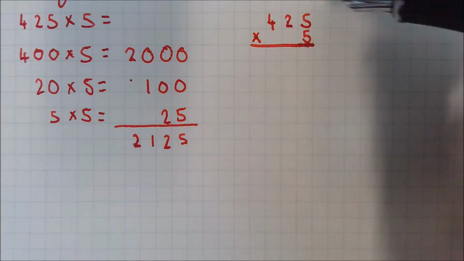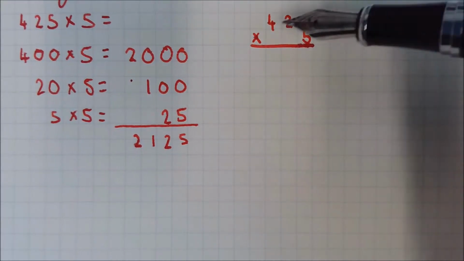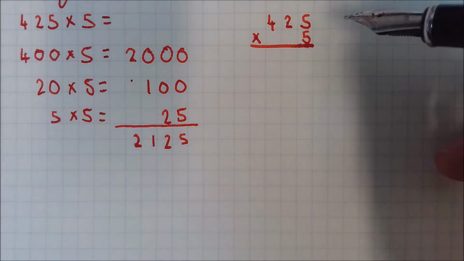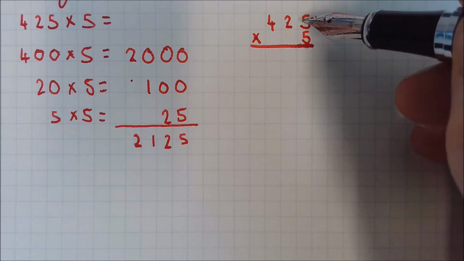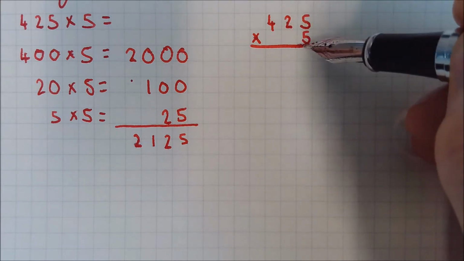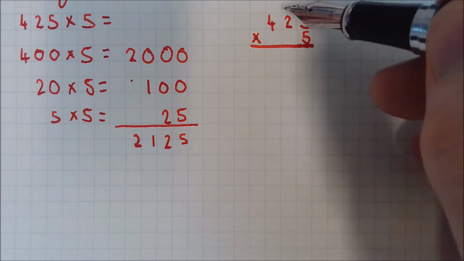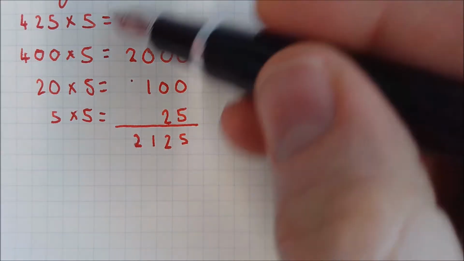I'm doing the same numbers so you can make the links between these partial products and what you see in this calculation. So when we're doing short multiplication, we have the smallest factor on the bottom, the largest factor on the top, and then we multiply each of the parts of the biggest factor by the smallest factor, which is exactly what we did here.